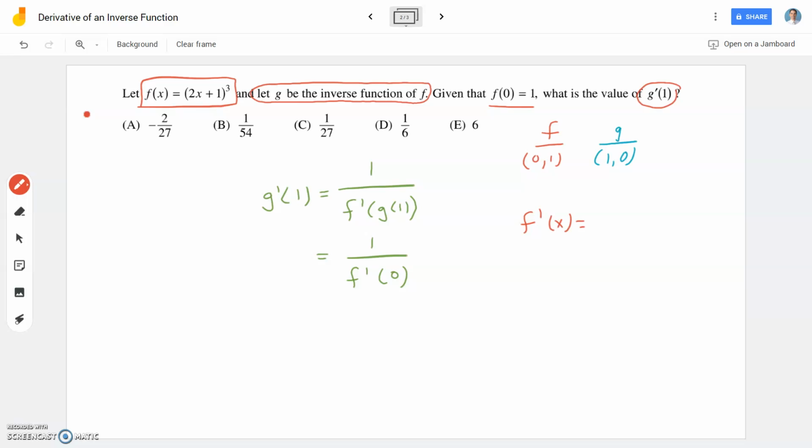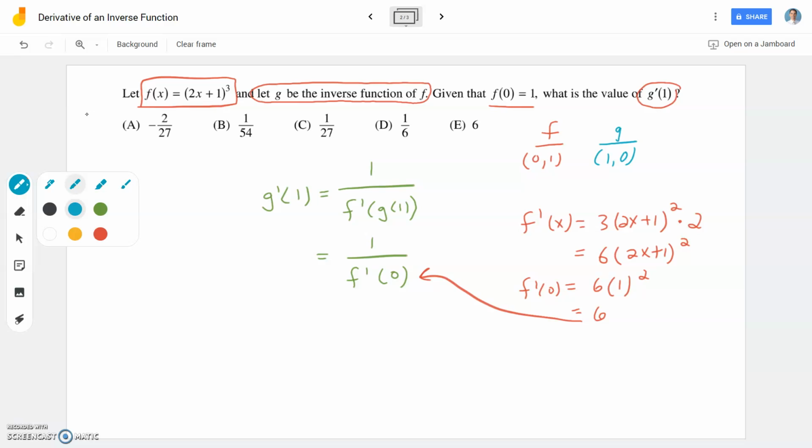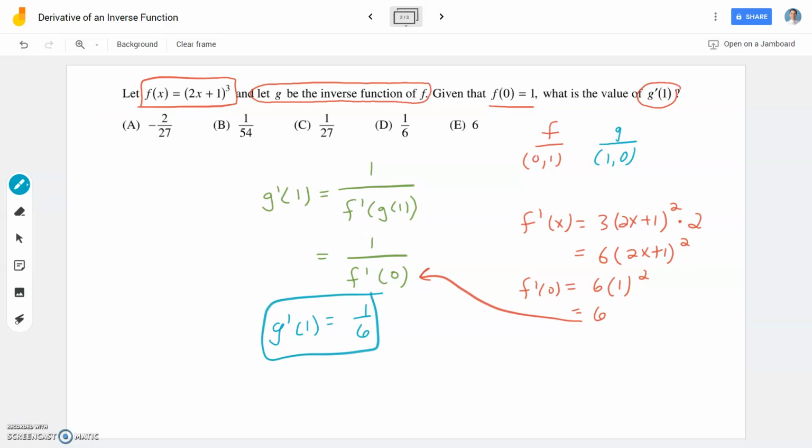f prime of x is equal to 3 times the quantity 2x plus 1 squared, there's the power rule, times 2, there's the chain rule. 6 times (2x plus 1) quantity squared. And furthermore, f prime of 0 is 6 times 1 squared, which is equal to 6. We're going to slide that right into our formula to get our final answer. And that is that g prime of 1 is equal to 1/6. In this case, letter D.